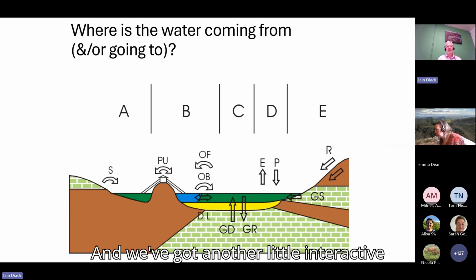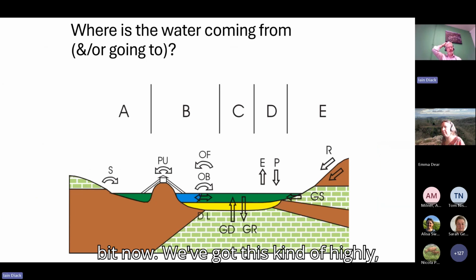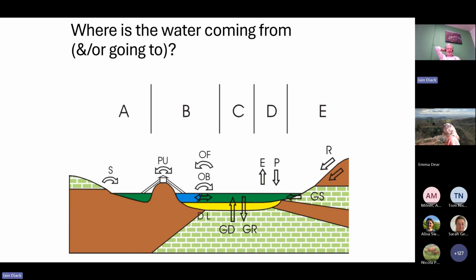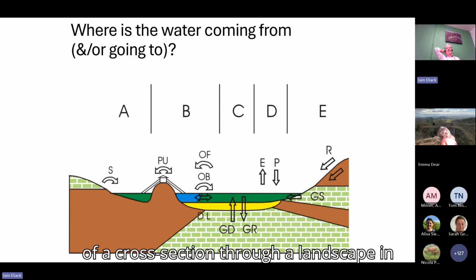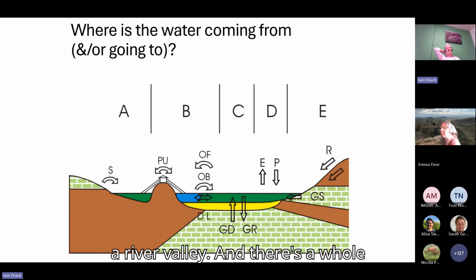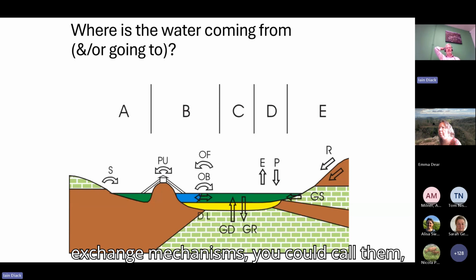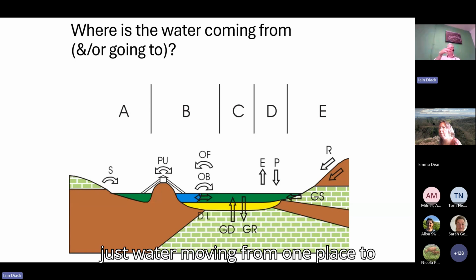And we've got another little interactive bit now. We've got this little simplified diagram of a cross section through a landscape and a river valley. And there's a whole series of water exchange mechanisms, you could call them, just water moving from one place to another.